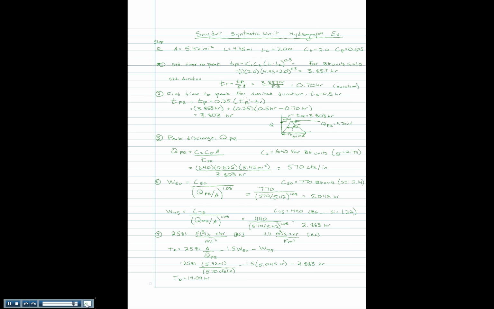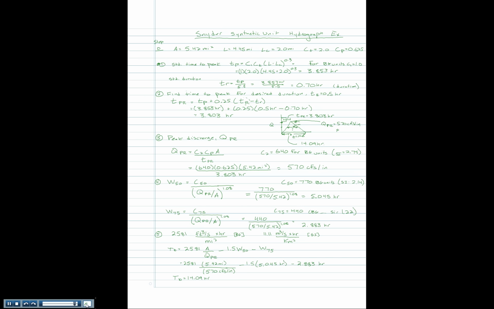570 CFS per inch, and then that base time was 14.09 hours. Remember that a unit hydrograph is specific to a certain watershed, and so it's just this watershed where an inch of rainfall excess would give this peak flow rate, and where the base time would be 14.09 hours.